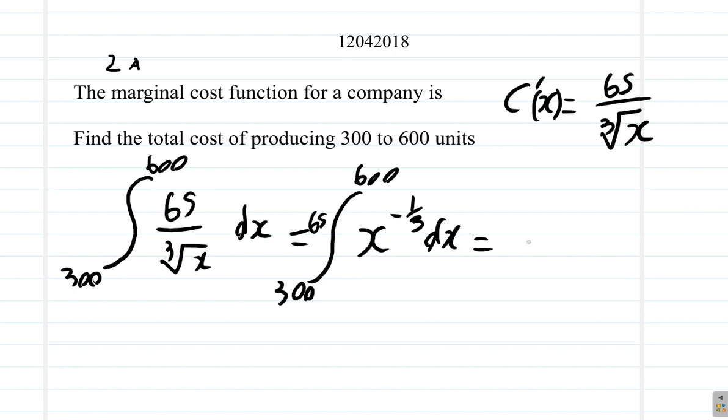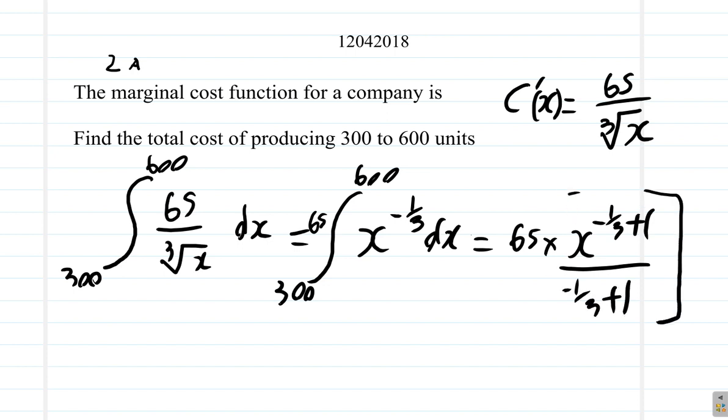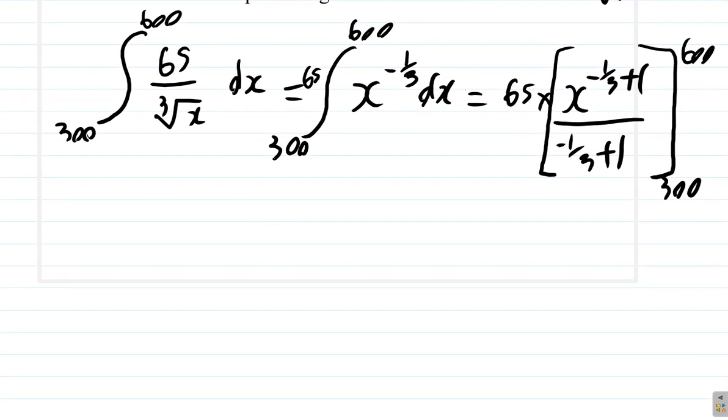dx. So what you get now is 65 times, when you integrate x to the negative 1/3, you're going to have x to the negative 1/3 plus 1 over negative 1/3 plus 1. And you're going from 300 to 600. So let's work that out. It's 65 times x to the negative 1/3 plus 1.